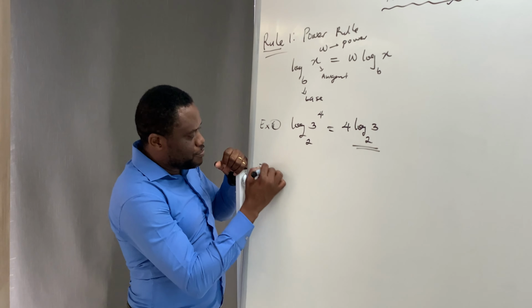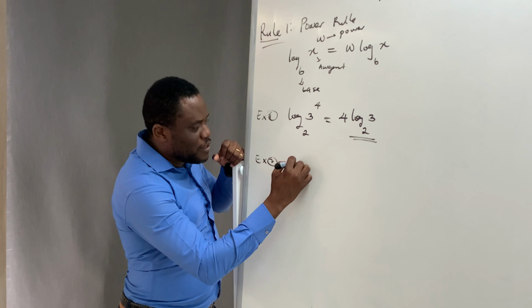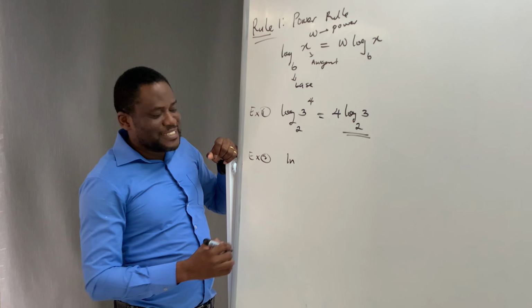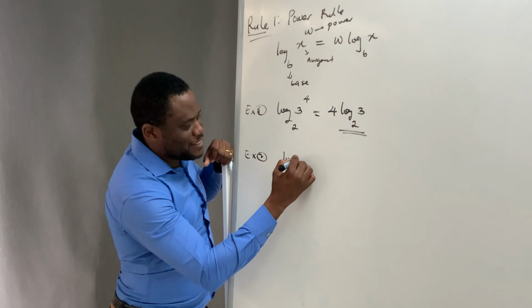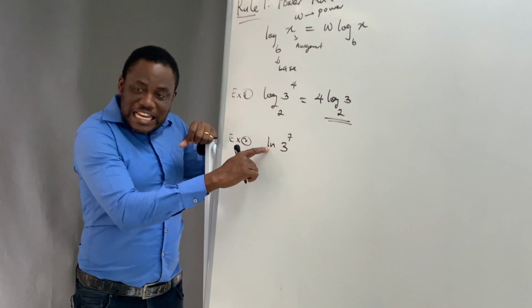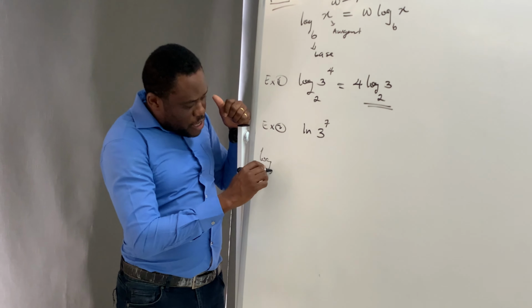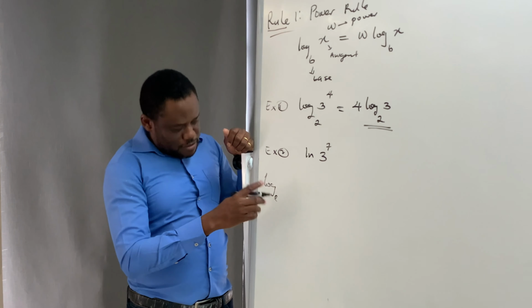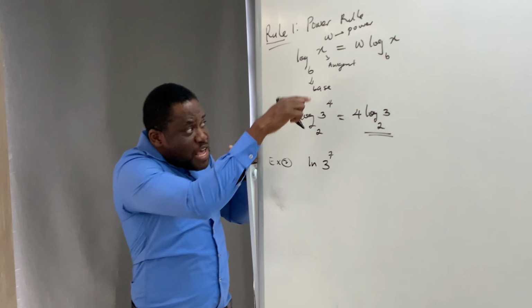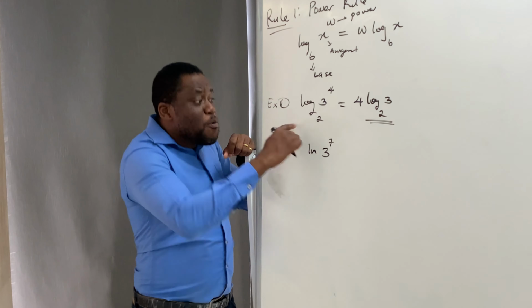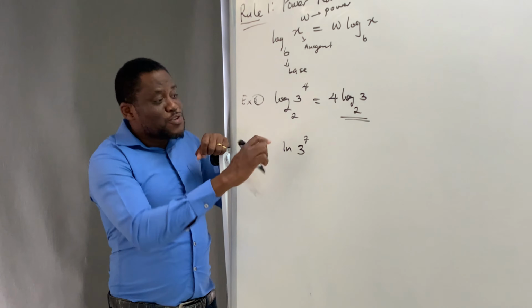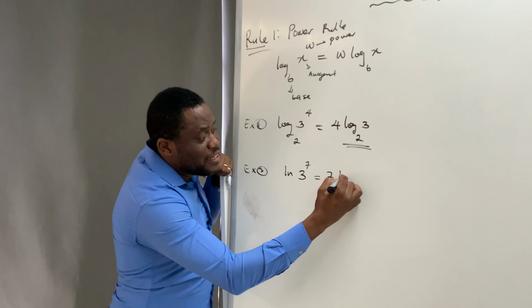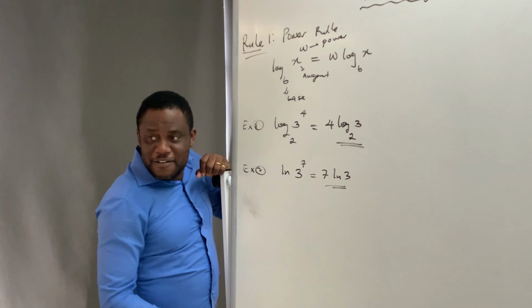Let's have another example. Let's say we have ln 3 to the power of 7. Don't forget this ln corresponds to log in base e, right? Good. So the same power rule applies. The power must surely go to the back. So we have 7 ln 3. Finish.